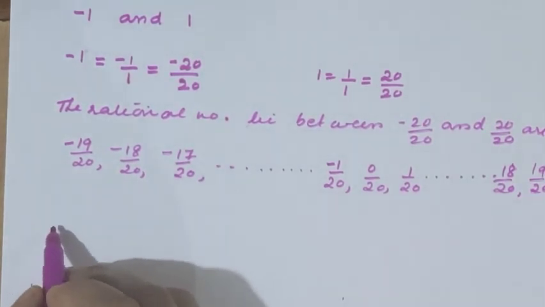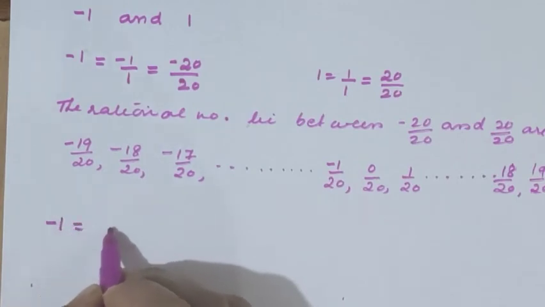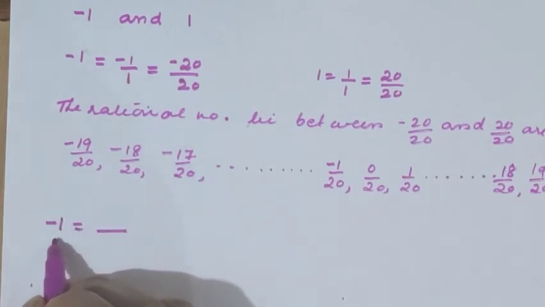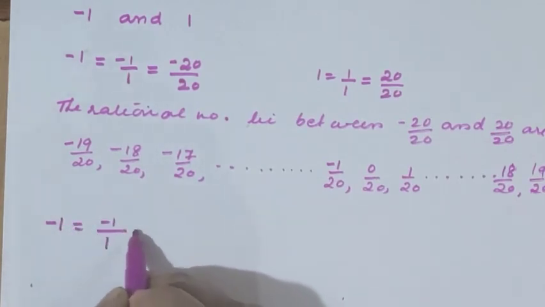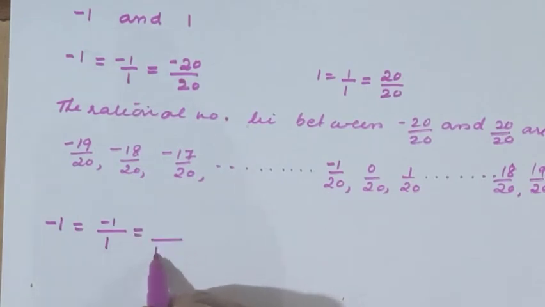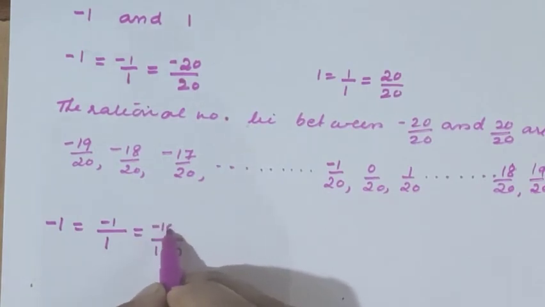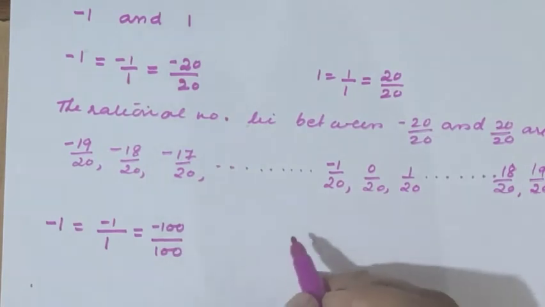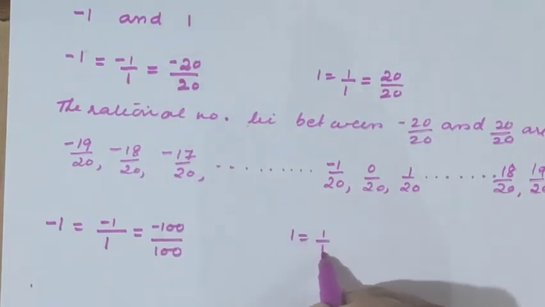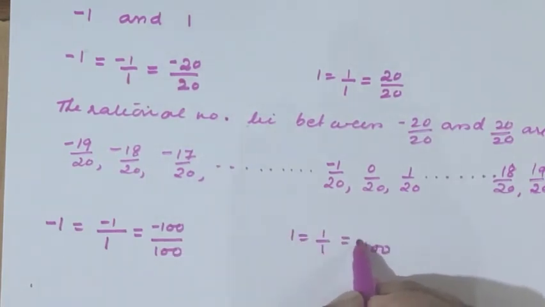Again I'll go for this one, minus 1, with denominator 1, so minus 1 by 1. Again you have to make it as 100, so the numerator is minus 100, right? Next, 1 equals 1 by 1. Again we can change the denominator as 100, which means the numerator is 100.